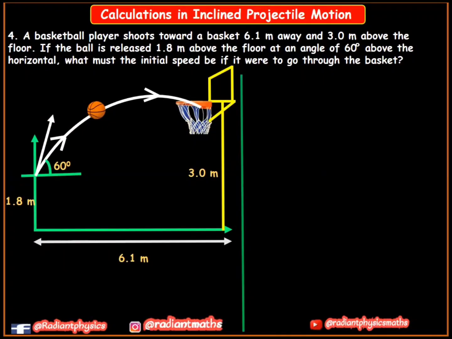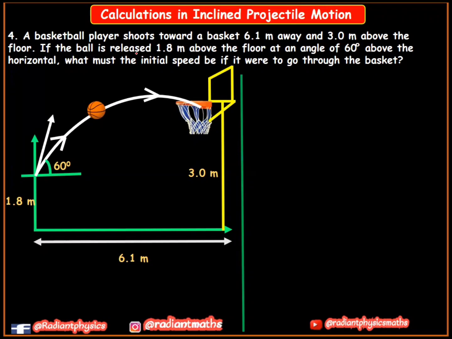Hello, this question is about the application of projectile motion in basketball. So I am going to show you how to solve this type of problem. Let's get started. A basketball player shoots toward a basket 6.1 meters away and 3.0 meters above the floor.